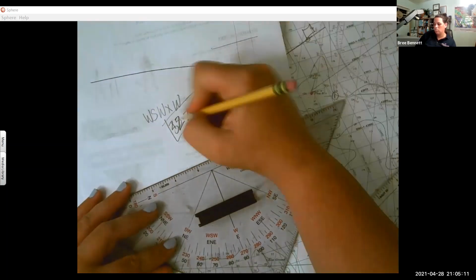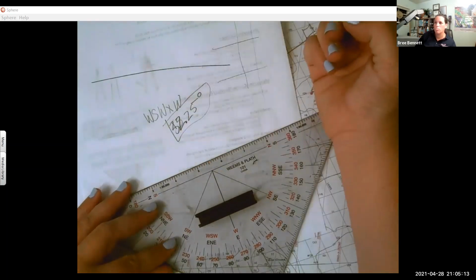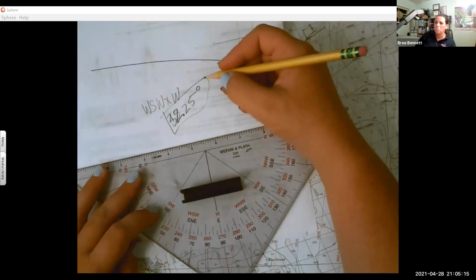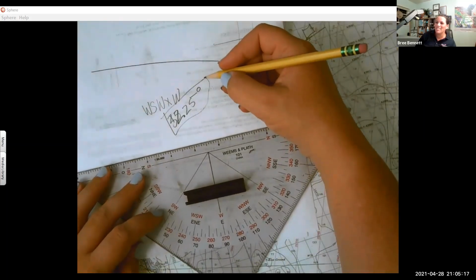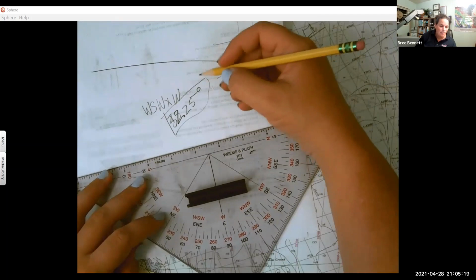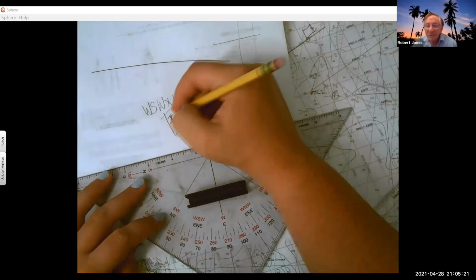32.25 degrees. What is it? What is a point worth? Anybody know? Robert, you must remember this somewhere. 11.25, I think. 11.25? Okay.